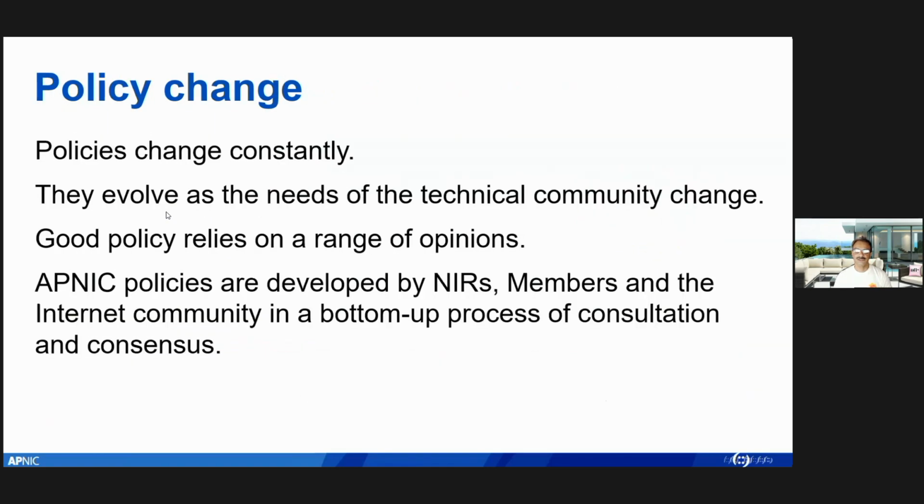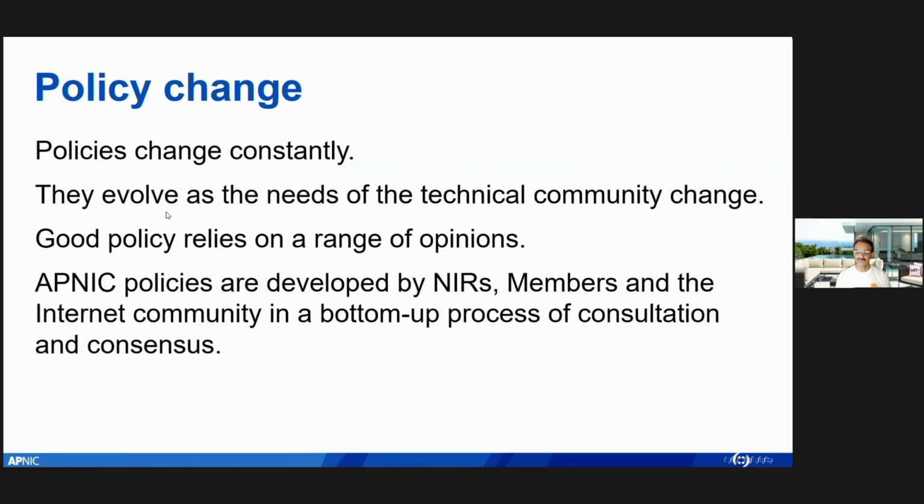The policies change constantly. So we have policy proposals at every APNIC conference because the current policies change constantly, or the community wants to introduce new policies into the policy process. For any proposal that needs to become a policy, a requirement is that it needs a range of opinions. Those who agree, those who don't agree, those who stay neutral, all come together and discuss it.